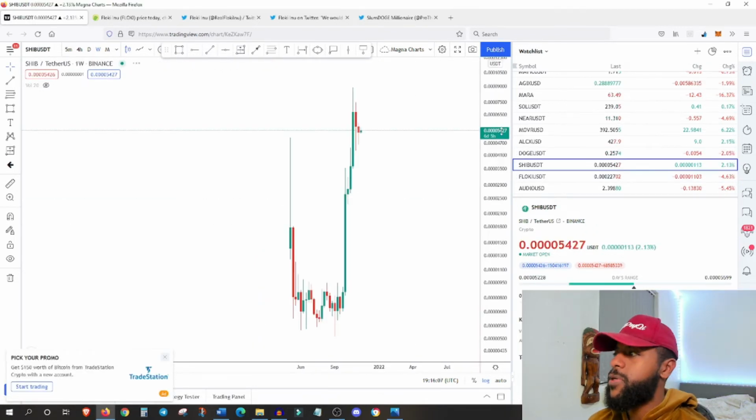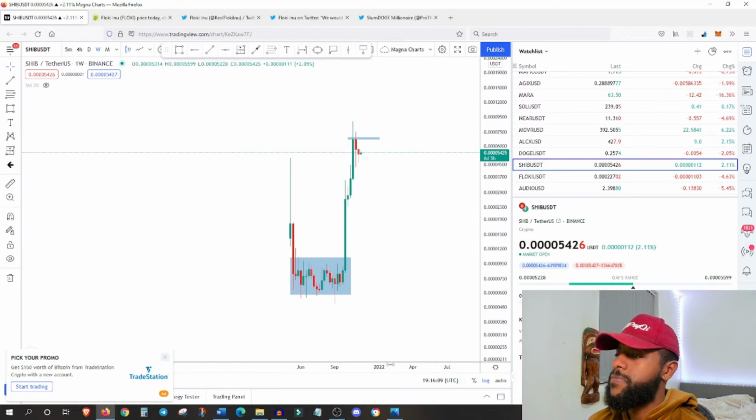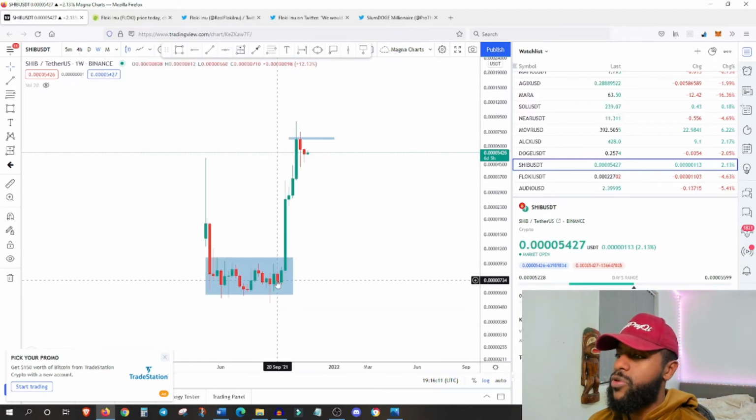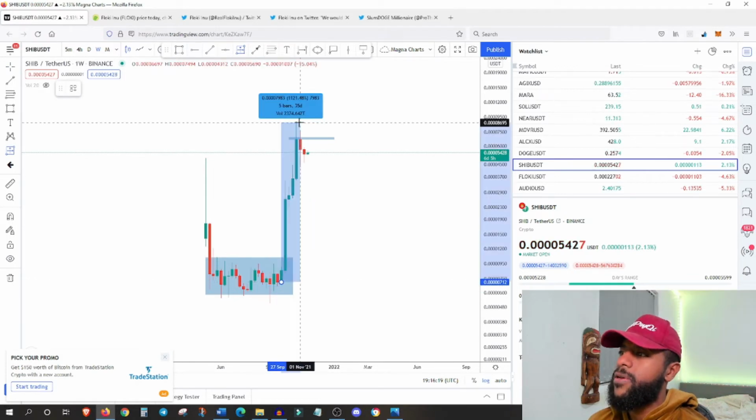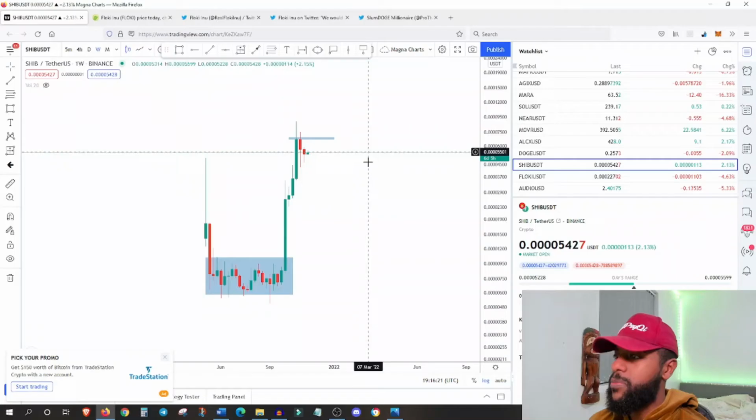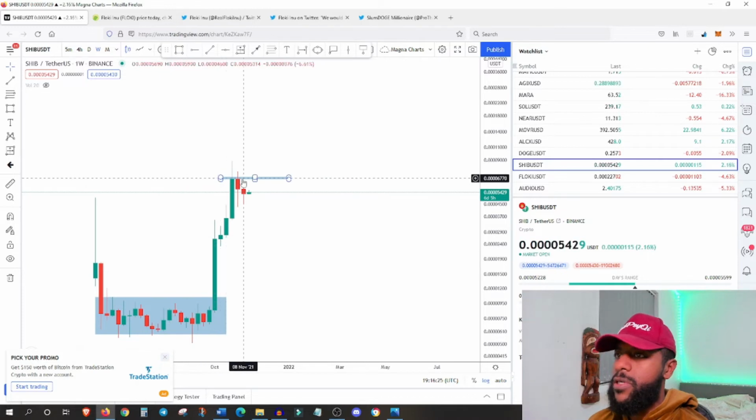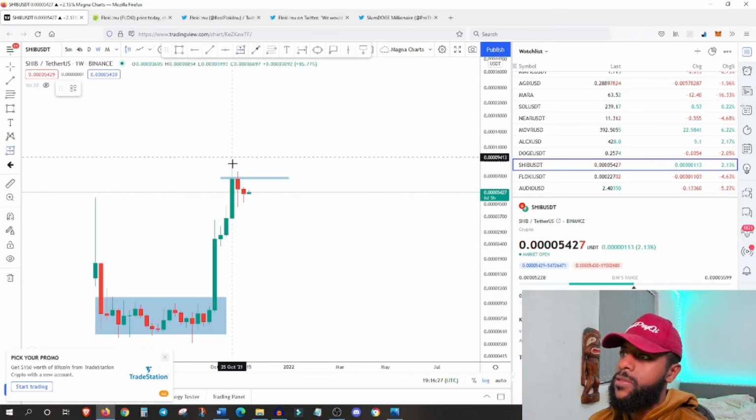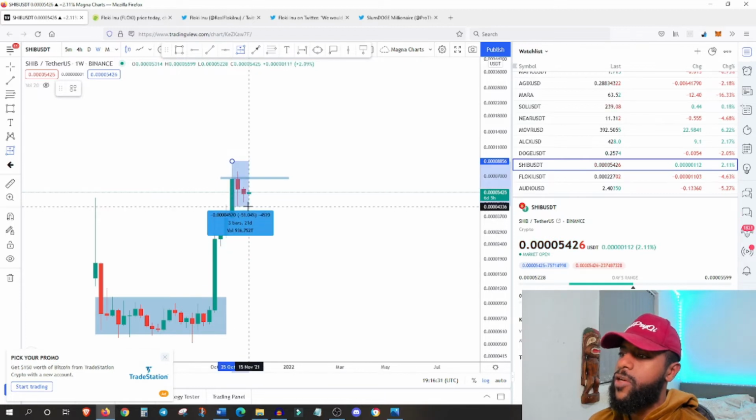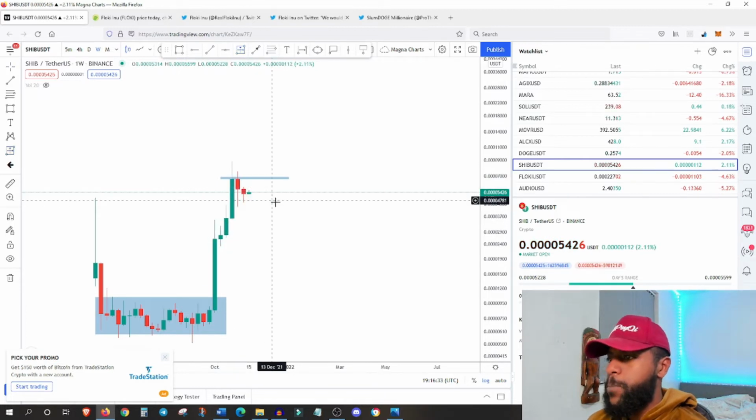The next crypto we'll look at is Shiba Inu. Of course, Shiba Inu made some crazy gains from the bottom right here, which is only late September. A massive 11x all the way to the top. At the moment, it's in a small correction. It's corrected from the top as low as 50%, and now seems to be turning around.